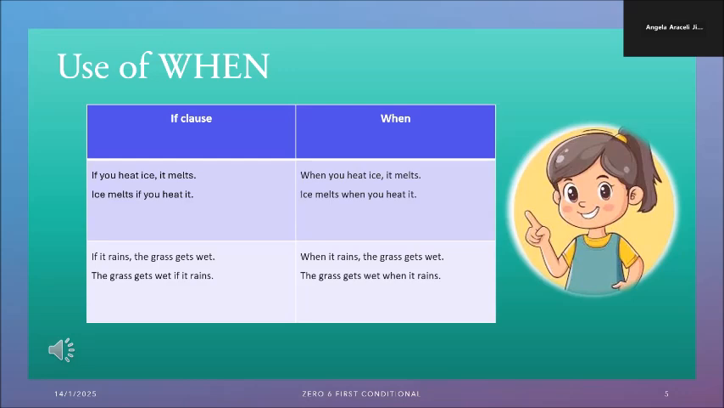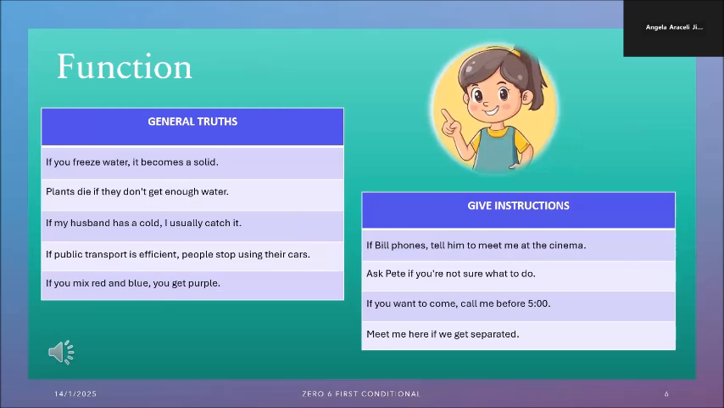If it rains, the grass gets wet. When it rains, the grass gets wet. The grass gets wet if it rains. The grass gets wet when it rains. The zero conditional is used to make statements about the real world and often refers to general truths, such as scientific facts. In these sentences, the time is now or always, and the situation is real and possible.